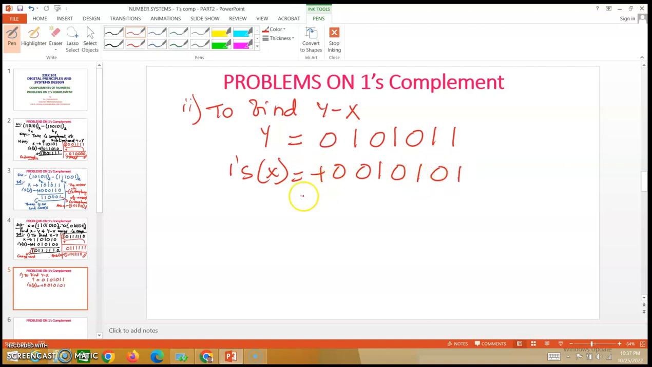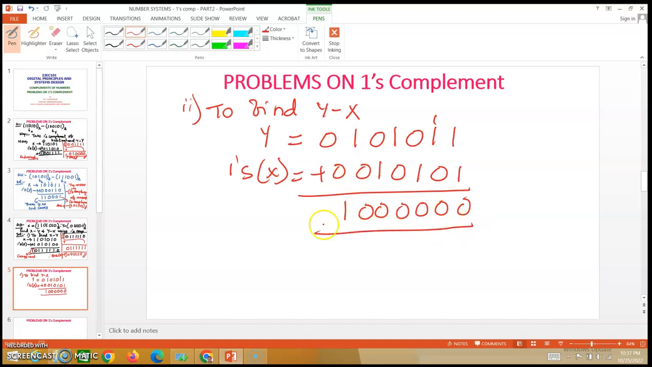What you need to do? Just add both. So 1 plus 1 is 0, 1 carry over, 0, 1 carry over, 0, 1 carry over, 0, 1 carry over, 0, 1 carry over, 0, 1, 1. So this is the answer. Here there is no end carry.